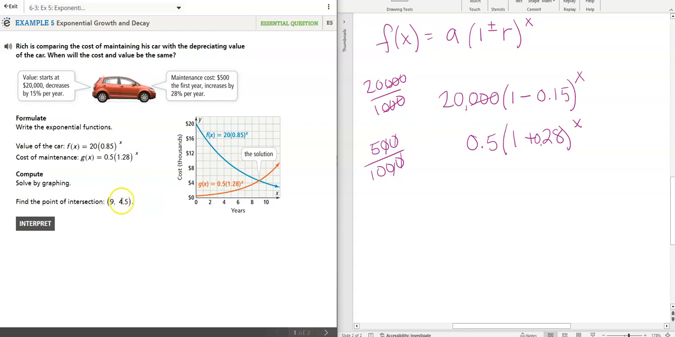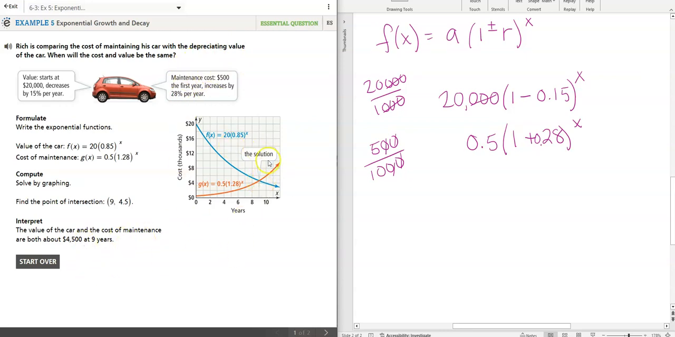So the point here is 9 and 4.5, and what that means is that the value of the car and the cost of maintenance are both about $4,500, because remember we divided by 1,000. So would you multiply this by 1,000? Because this is the cost in thousands, 4.5 thousand, at 9 years. So in 9 years, they're going to be the same cost. And so at that point, you probably want to sell your car if it has lots of problems, and you're constantly doing lots of maintenance, if you can afford that.